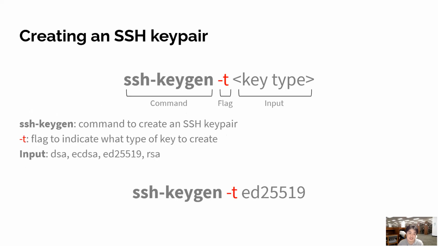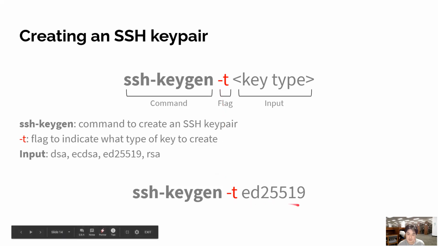The first thing we're going to go over is creating an SSH key pair. This is the command right here: ssh-keygen -t and then the key type. What -t is, is called a flag. A flag gives a command more functionality. Depending on what flags you give a command, it gives it more use cases. In our case, the -t flag indicates what kind of key I want to create. So if you type in -t ed25519, you create this type of key.